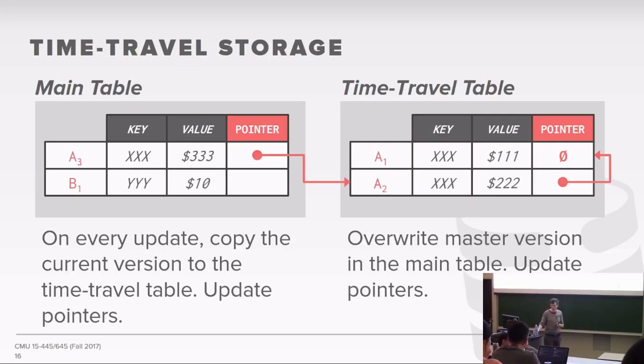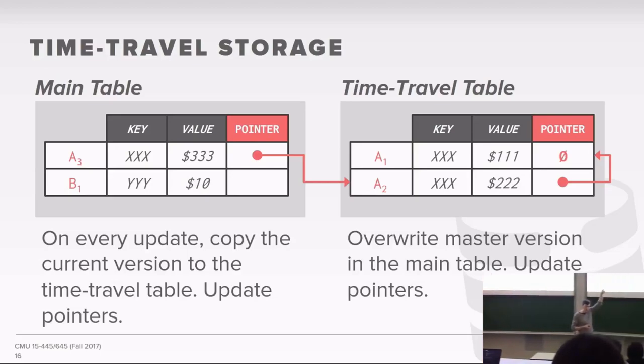Yes? Does this copying happen before the transaction is committed? Like, does this mean the master could have uncommitted data? His question is, does this copying happen before the transaction commits? Yes. And then his next question was, does this mean that the master version in the main table could have uncommitted data? Yes. But again, you use these timestamps to figure out whether the master version is actually committed or visible to you. And if it's not, then you follow the pointer to the time travel table and keep going until you find one that is visible to you. But if you had to roll back, you would then have to copy the value back. Correct. His statement is, if you roll back, you'd have to copy it back over.